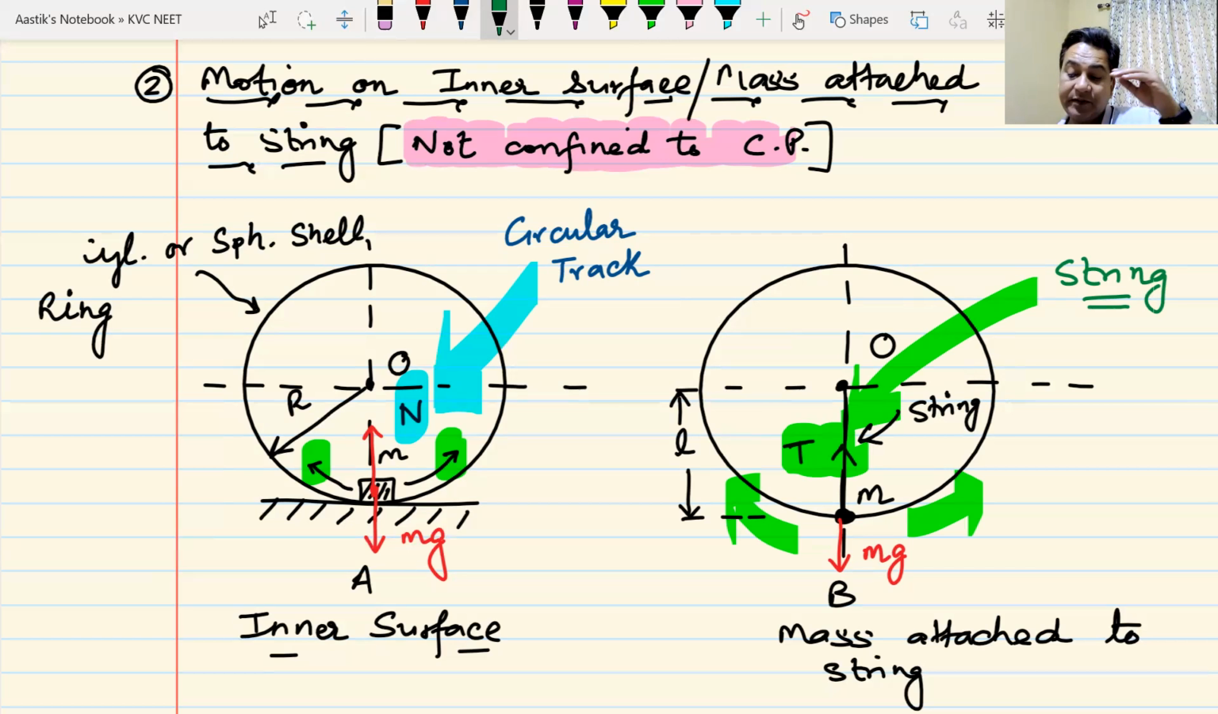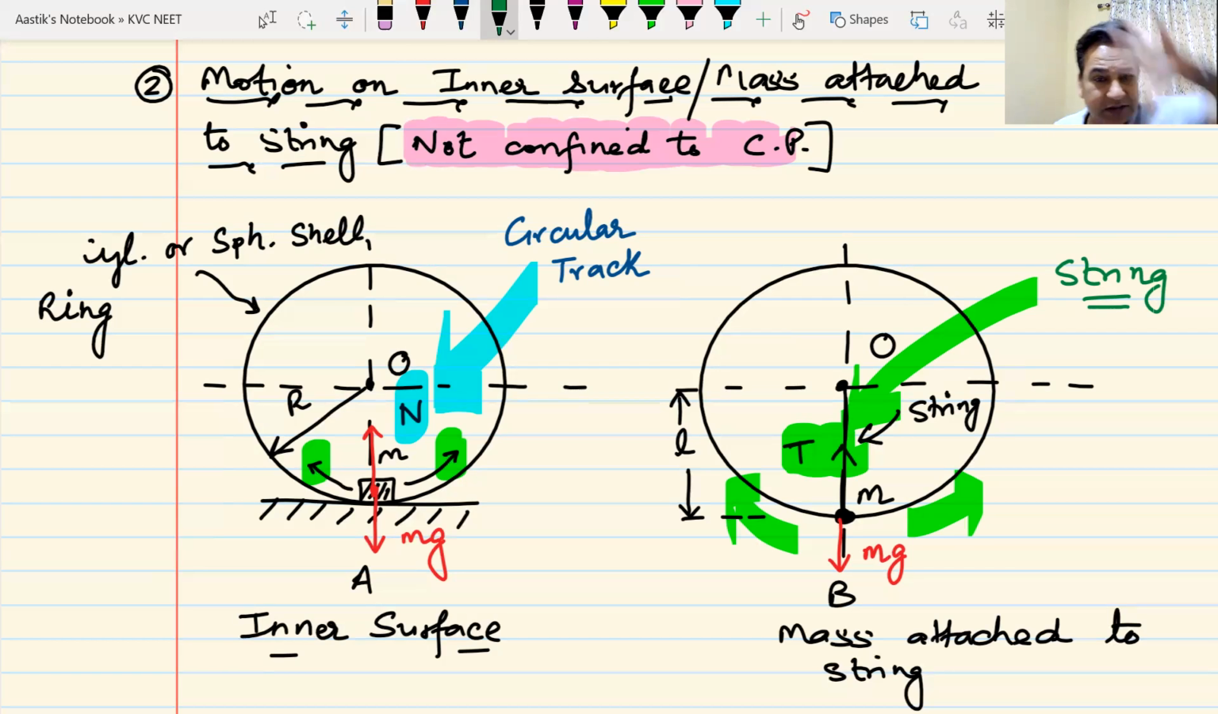In case A, normal reaction is trying to push it up. Normal reaction is making the body move on this circular track, which is pushing it up.